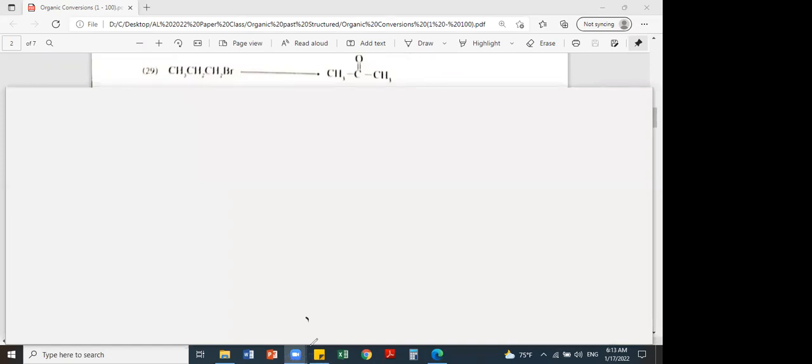Alcoholic KOH, dilute H2SO4, good. Alcoholic KOH, dilute H2SO4, then PCC, acidified chemical, very good. Alcoholic KOH, conc. H2SO4, PCC, very good. Pramodhi correct, Tamasha correct, Vinhara, alcoholic KOH, dilute H2SO4, acidified chemical, good. Very good.